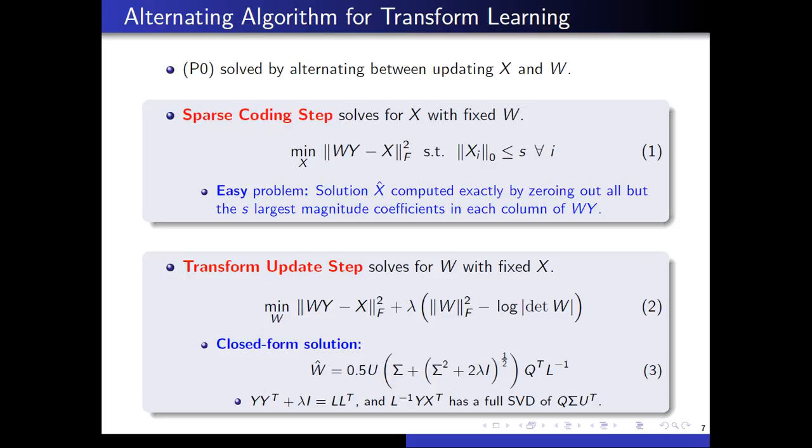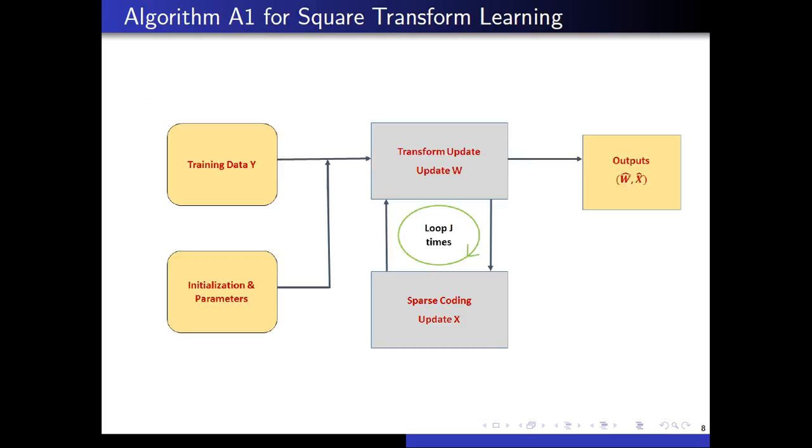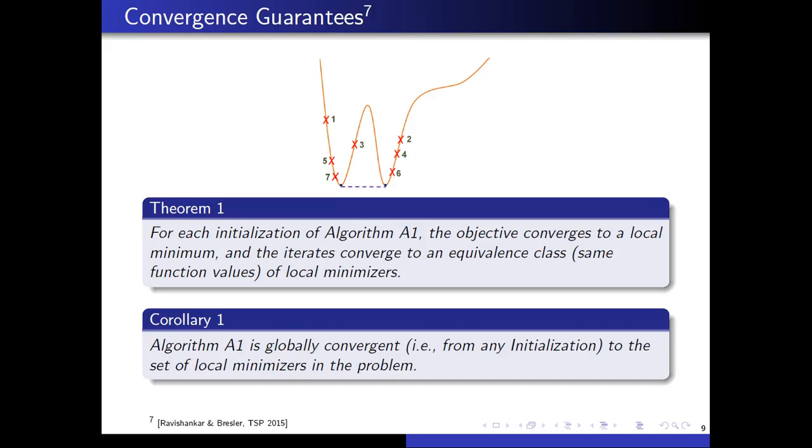So solving this is trivial, solving this is trivial, and now what we do, we alternate between the two. Okay, so our scheme is this. You start with some initialization, so maybe we start with an initial guess for W. DCT is used in JPEG, so maybe it's not a bad transform. We start with that as initialization, and then we iterate, update W, update X, iterate a few times, and we have the result. Okay, how does it work?